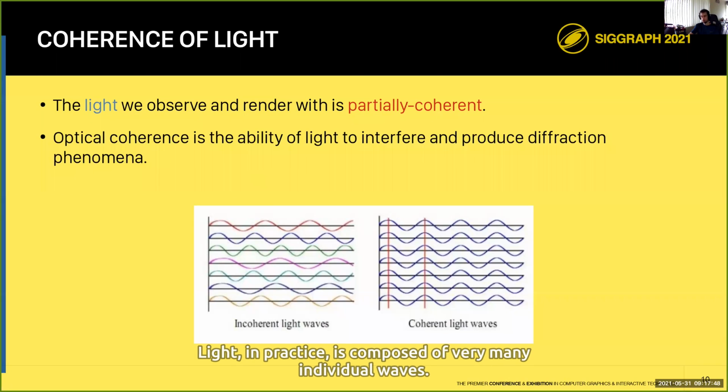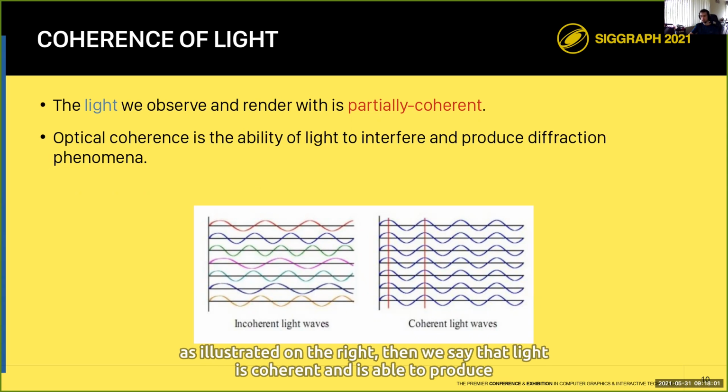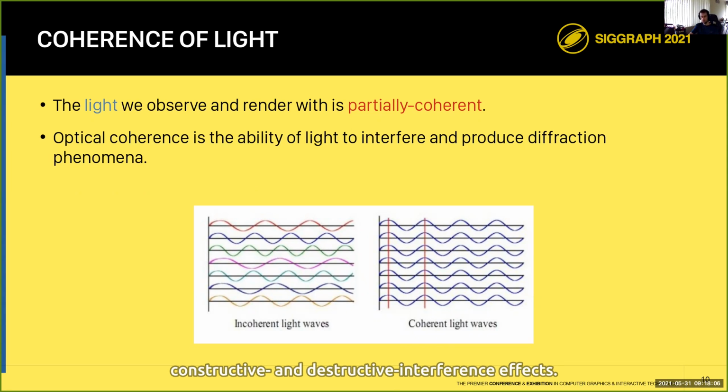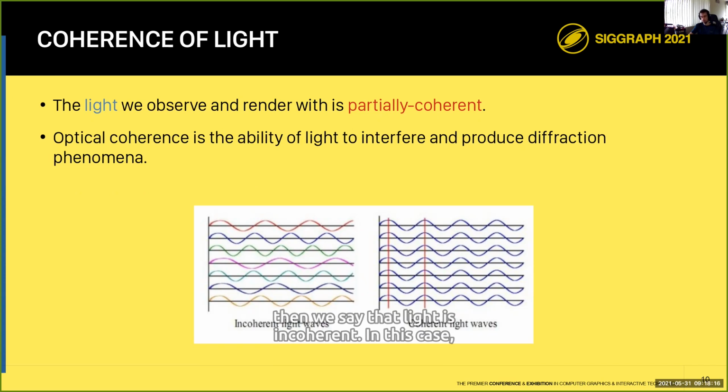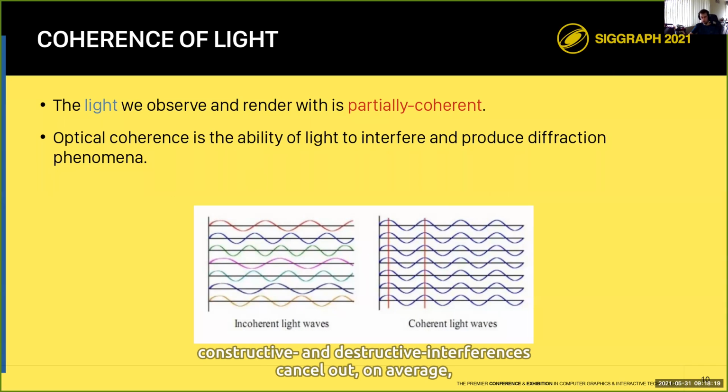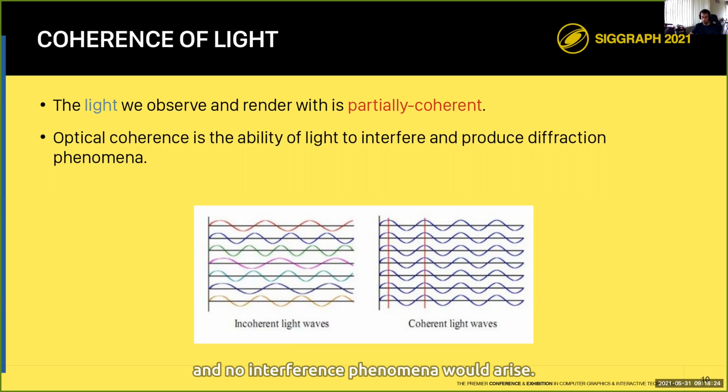Light in practice is composed of very many individual waves. If the waveforms of these waves are similar over some space-time region, as illustrated in the right image, then we say that the light is coherent and is able to reproduce constructive and destructive interference effects. Otherwise, if the waves include uncorrelated random fluctuations, then we say that light is incoherent. In this case, constructive and destructive interferences cancel out on average, and no interference phenomena would arise.